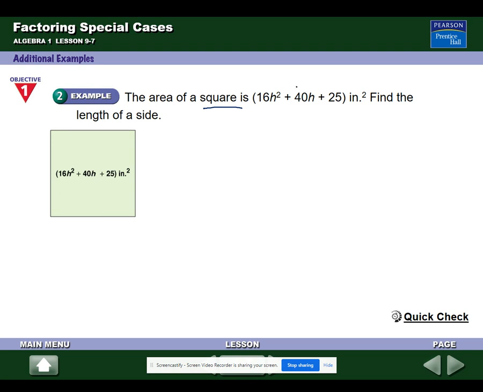Let's do grouping. 16 times 25 is 400. Now, if I were to list all the pairs of multipliers that give you 400, this would take a while. I'd start with 1 and 400, 2 and 200, 4 and 100, 5 and 80, 8 and 50, et cetera, et cetera. It's going to end up being down a ways. It's going to end up being 20 and 20. 20 times 20 would be what you want to use, because those will add up to 40h, meaning that we're going to write this as 16h squared plus 20h plus 20h plus 25.